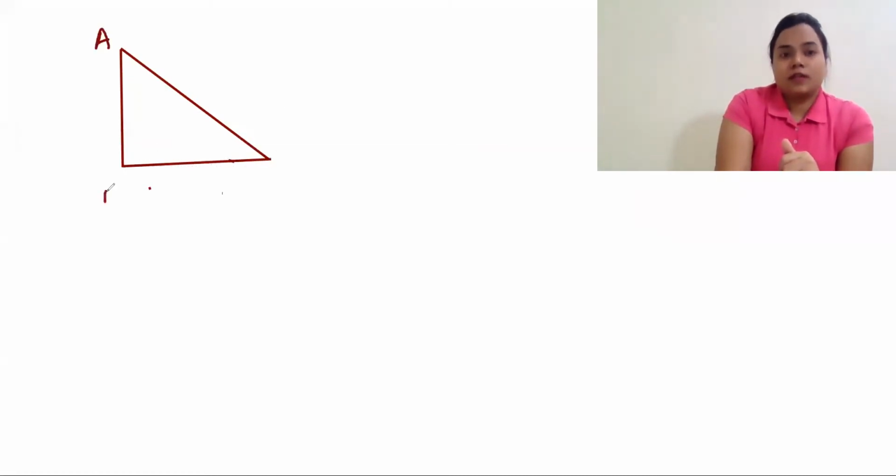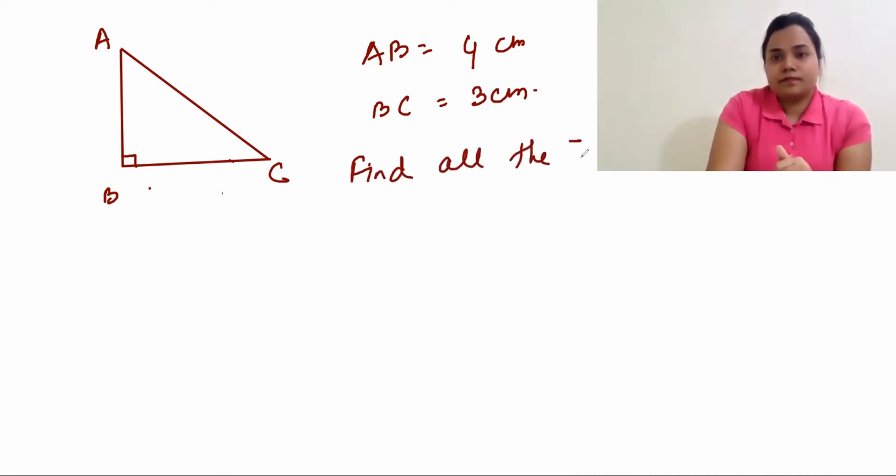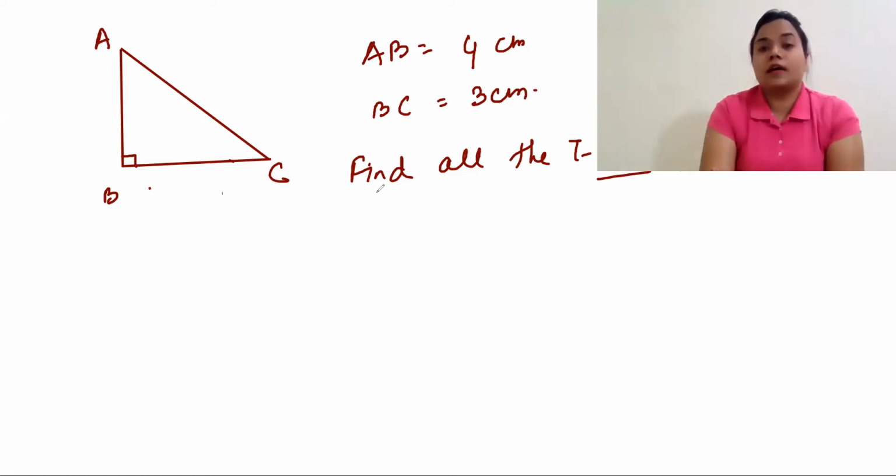This is a right angle triangle. AB is equal to 5 centimeter. BC is, sorry, AB is not 5. AB is 4 centimeter. BC is 3 centimeter. Find all the T ratios for angle A.